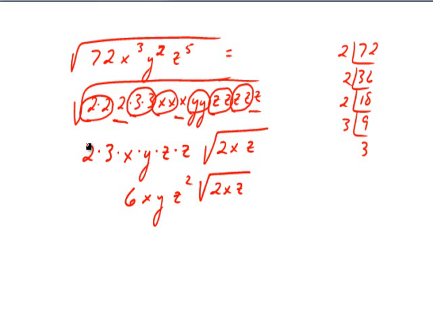X cubed is not an even power. I'm looking for even powers because of the square root. But I can take 2 of those x's out as a single x, which is what I did. And if I do that, I'm left with a single x on the inside. The square root of y squared, that being even, I can take all of them out as a single y. Z to the 5th, the perfect square that is less than z to the 5th would be z to the 4th. I can take out z to the 4th, or take the square root of z to the 4th, which is z squared on the outside, left with a single z on the inside.